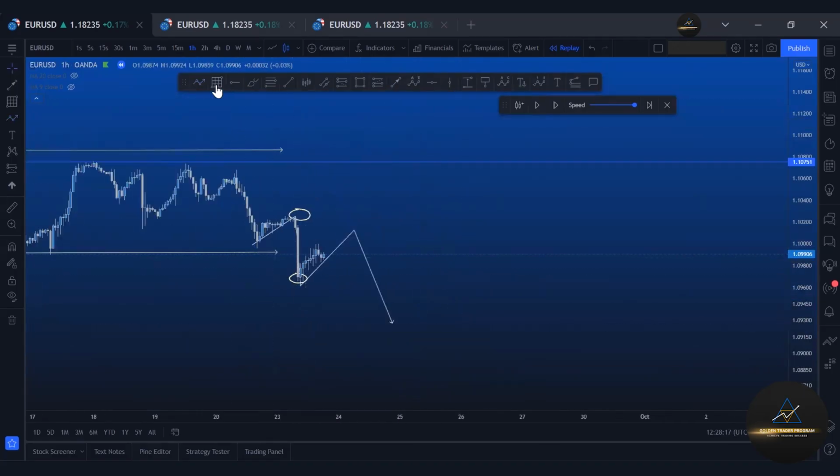So let's see what happens. This is the pullback. This is the banker block. And again, you're going to have a banker block within a banker block on the smaller time frame. You're going to most likely get one here as well. So we'll cover multi-time frame analysis in another video. But this is more or less the point of interest that we're interested in.